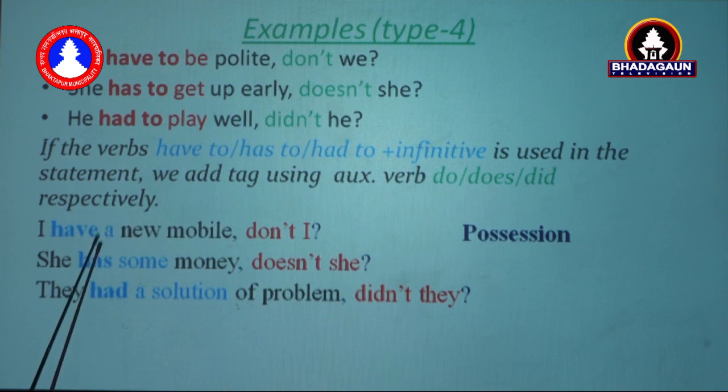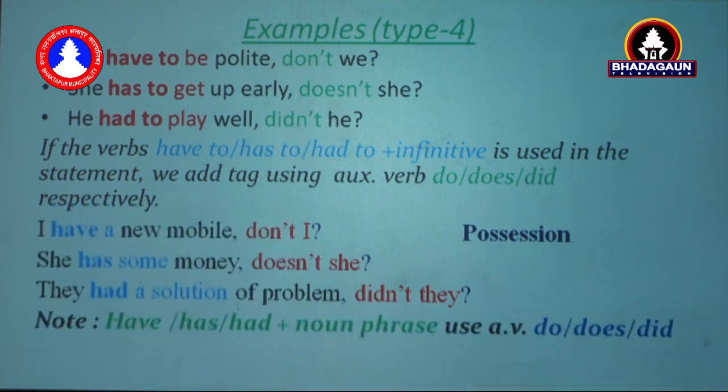Have, do; has, does; had, did, in the case where there is no verb 3 after have, has, had. It can also be said in such a way: if there is have, has, had, then a noun phrase. If there is verb 3, use the same auxiliary verb, haven't, hasn't, hadn't. But in the case of a noun phrase, instead of verb 3, use the auxiliary verb do for have, does for has, and did for had.